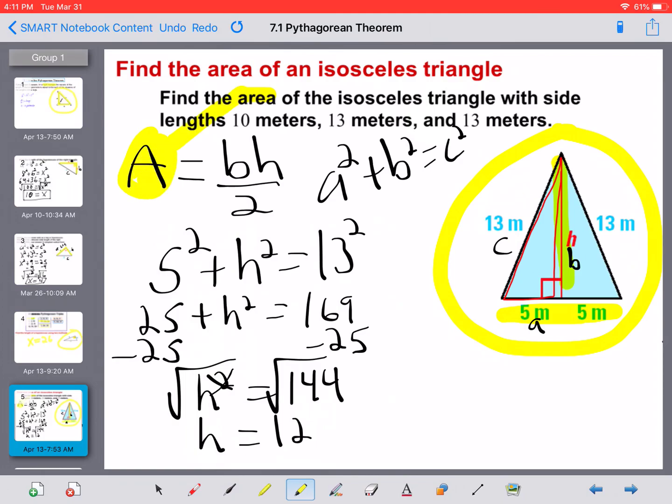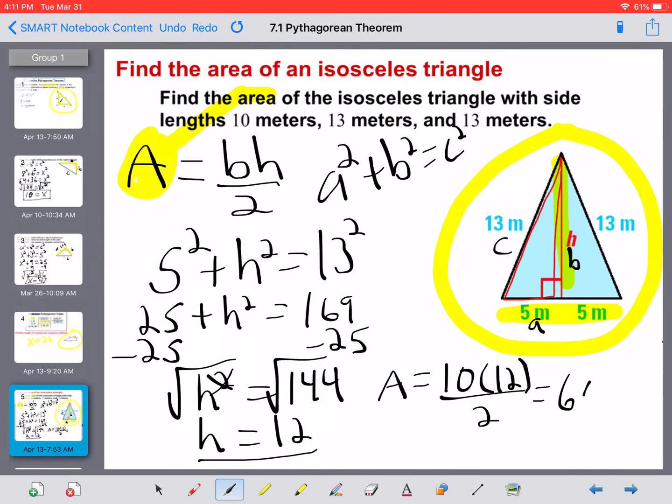Okay? So we need to take what we found and plug it back into our area formula. So area equals base, which we already found to be 10 meters, times height, which we just found out was 12 meters, and we divide it by 2. At this point, you can either plug it in your calculator or solve it however you see fit, but it's going to equal 60 meters squared, and that will be the area.